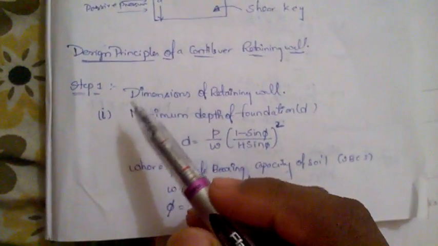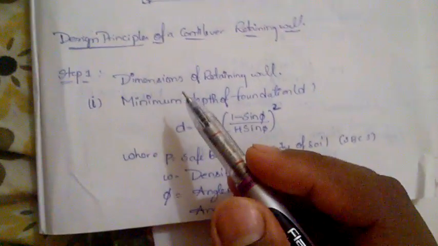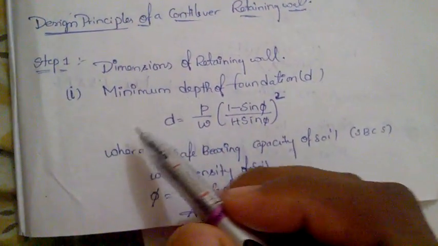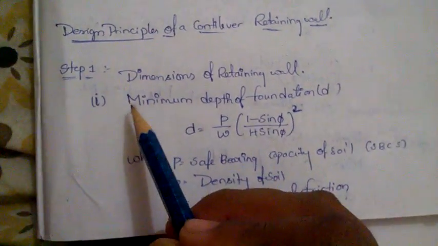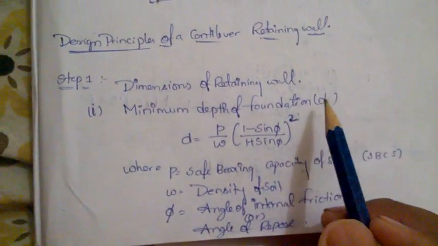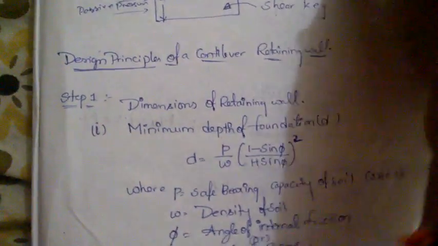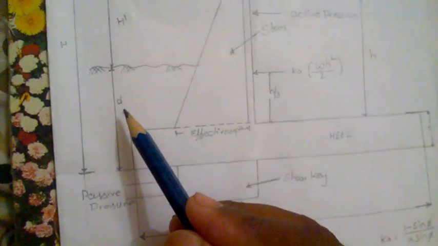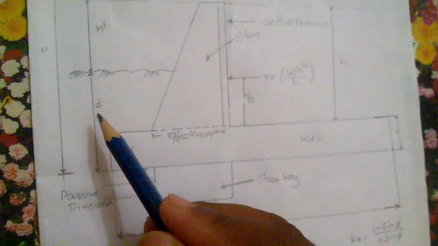Now, the first step of the design principles of a cantilever retaining wall is the dimensions of the retaining wall. What are the dimensions of the retaining wall? First we should find the minimum depth of the foundation. It is denoted by the small d. We have seen in our diagram previously, this is the small d. Okay, now in the first step we are finding the small d.